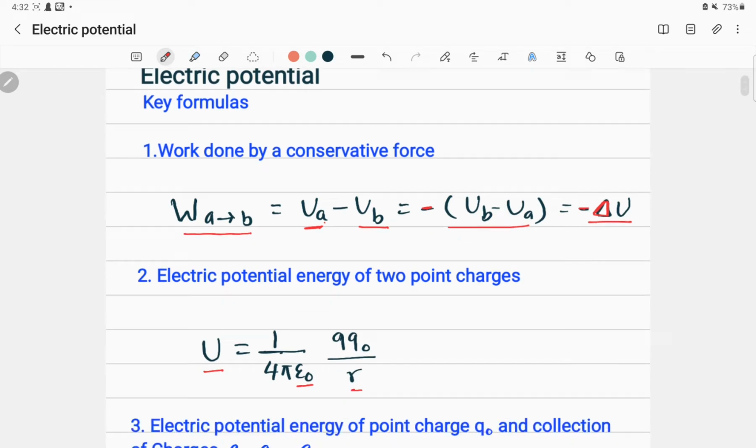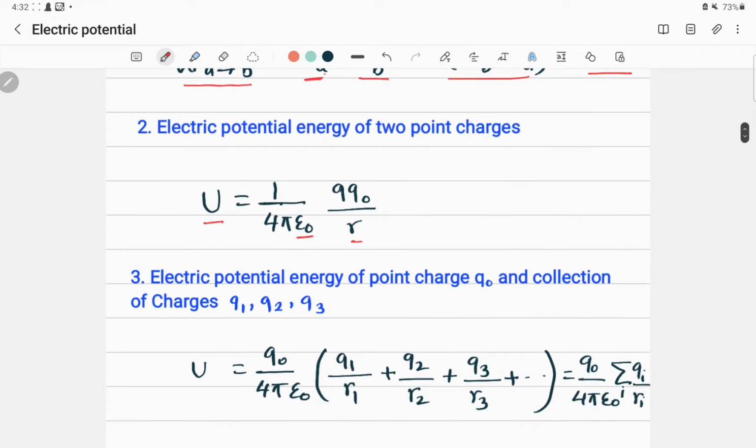The third important equation is for finding the electric potential energy of a point charge Q0 and a collection of charges Q1, Q2, Q3 and so on. There might be more than these charges. If there is a collection of charges, then the electric potential energy of the point charge and all the other charges will be given by this equation.